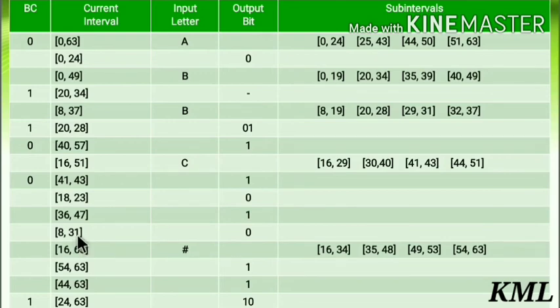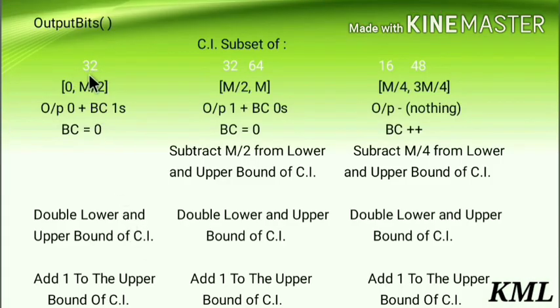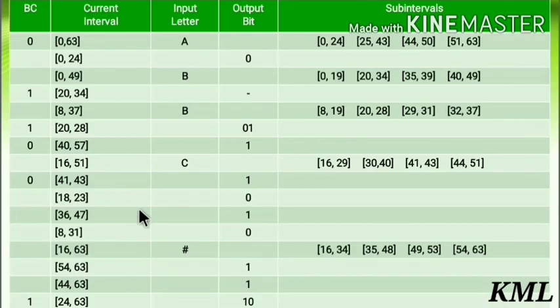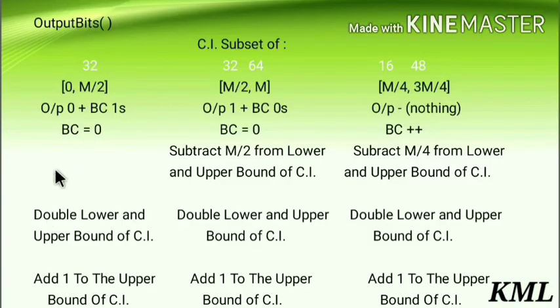Okay, so now check this with the algorithm. So 8,31 falls in this range. Okay, you have to start from left to right. So 8,31 falls in this. So what do you do? Output a 0 plus bit count ones. So you have to output a 0. What is bit count? Still 0, so you don't have to add any ones. Okay, so next what you do, set bit count to 0, double, and add 1 to the upper bound.